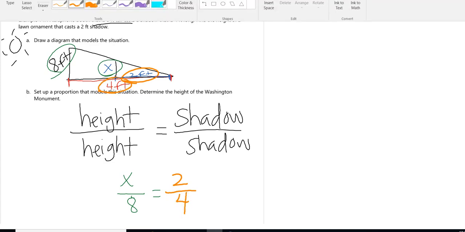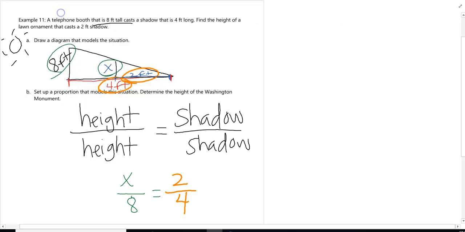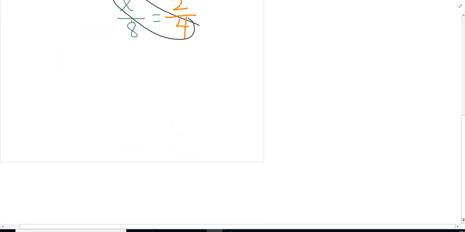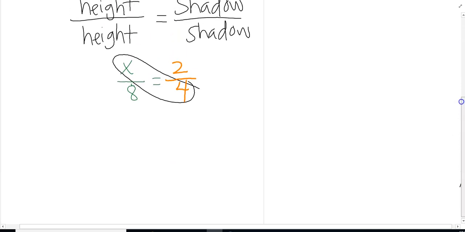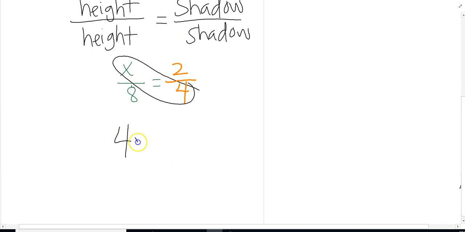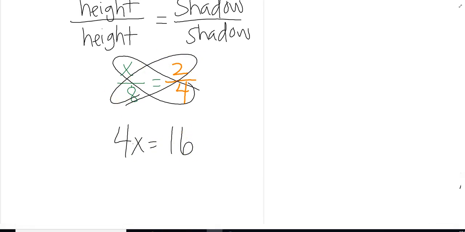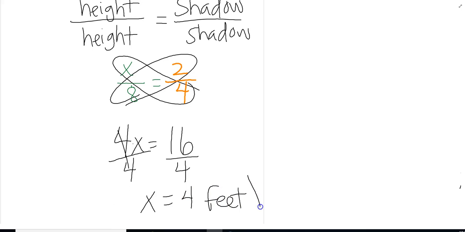I'm going to go ahead and cross multiply here. 4 times x is 4x. 8 times 2 is 16. Opposite of multiplying is dividing by 4 on both sides. And 16 divided by 4 is 4. Therefore, our ornament there is going to be 4 feet tall.